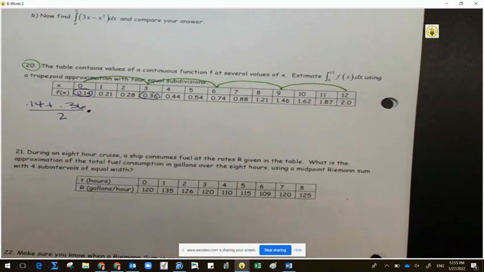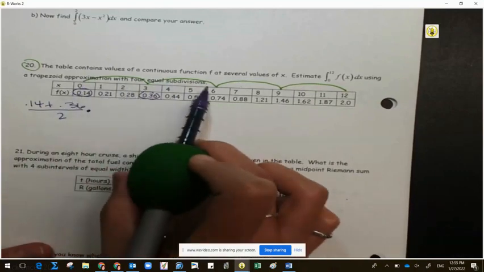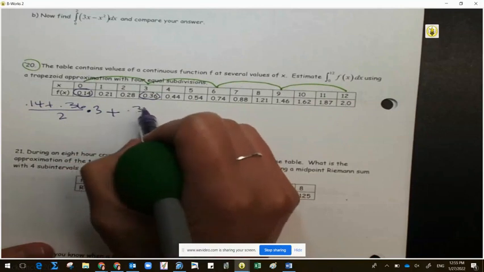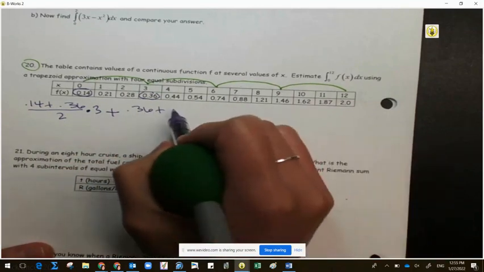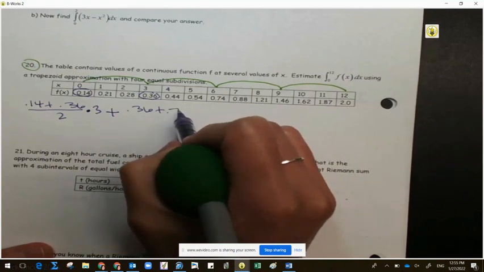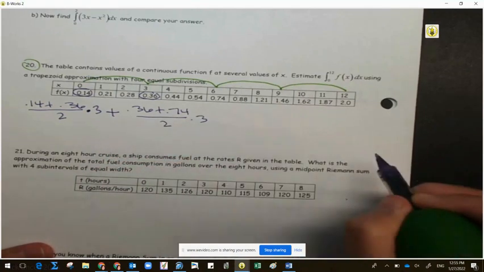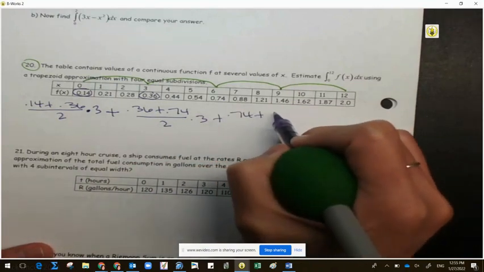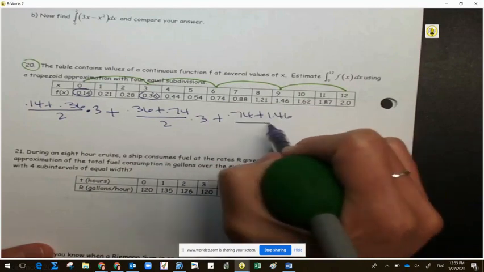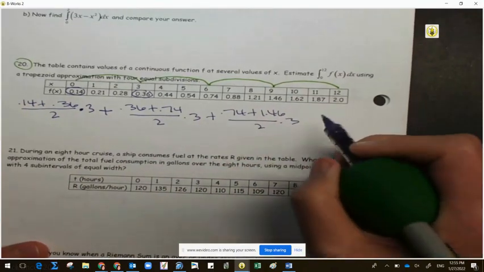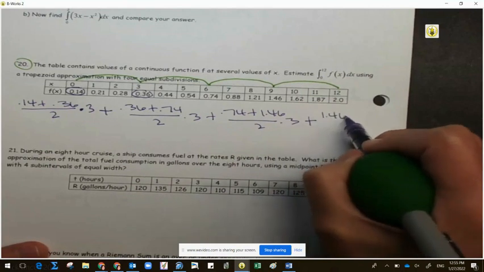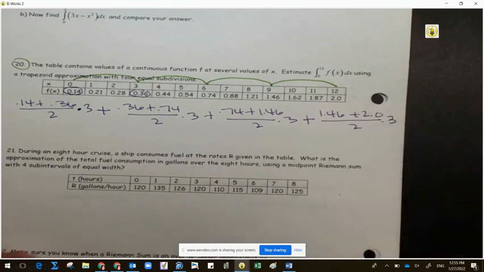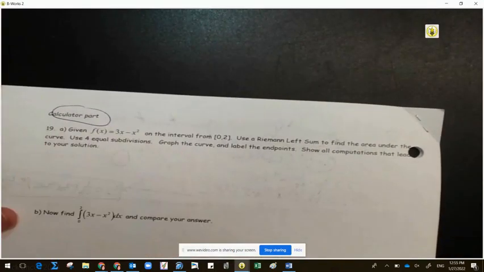What do I multiply this by? 3. They're jumping by 3s. And let's do that 3 more times. So we have 0.36. What do I add on the other side of the second set? 0.74 divided by 2 times 3. And then I have 0.74 plus what? 1.46 divided by 2 times 3. And then our last piece, we have 1.46 plus 2.0 divided by 2 times 3. And notice it's a calculator portion, right? Let's type that in.